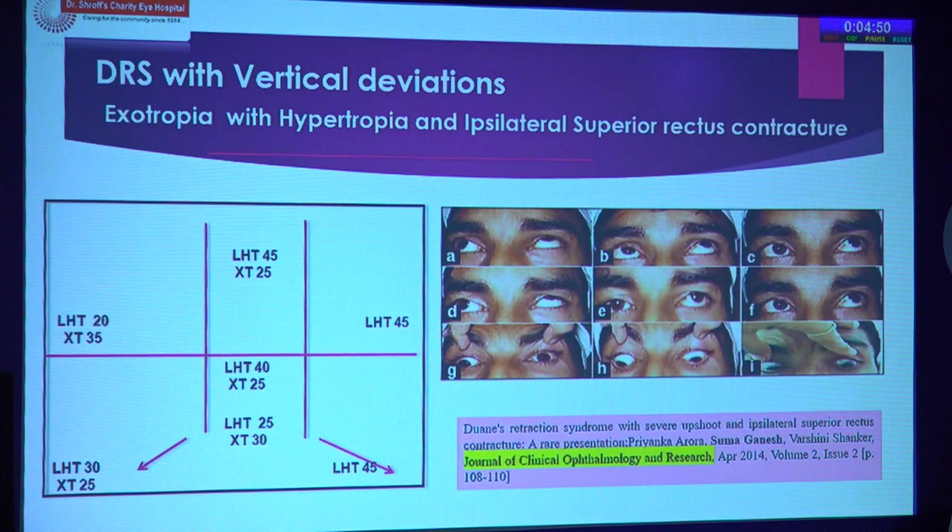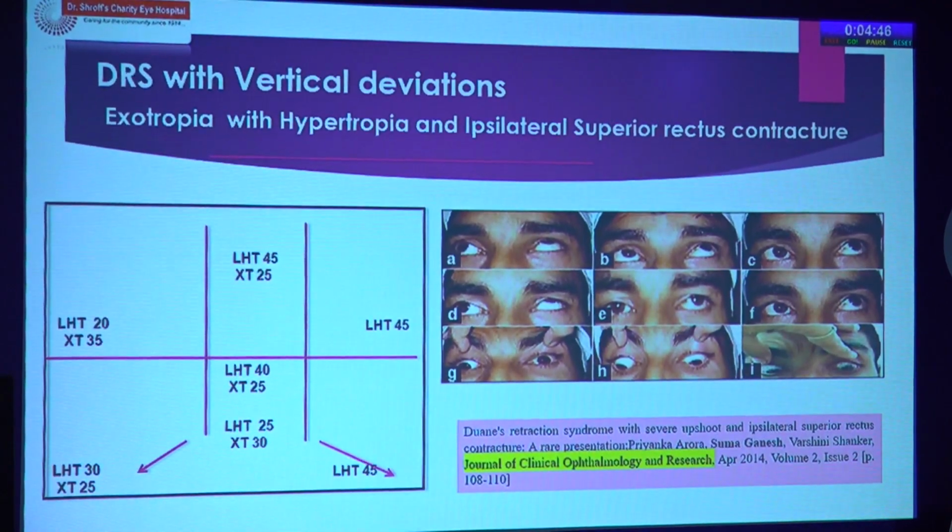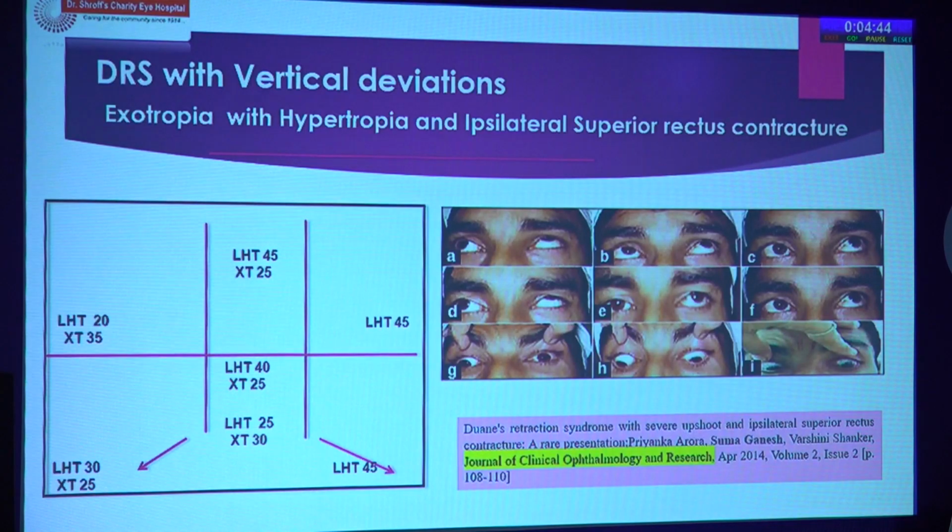Then this is the other case. Again, these are all DRS with vertical deviations. That is why it is so important to measure in all gazes, because it gives us a clue what we are dealing with. It is not only important in primary position. So here we have a hypertropia of 40 prisms, exotropia of 25 prisms, and we found that the hypertropia increased in the ipsilateral position.